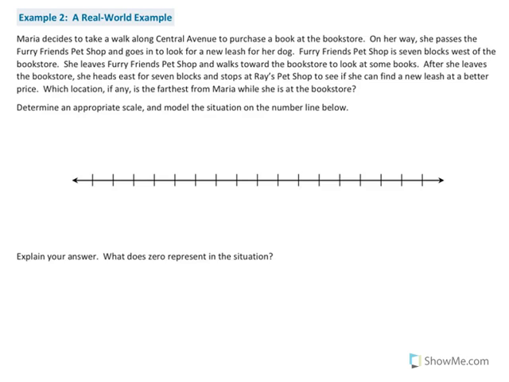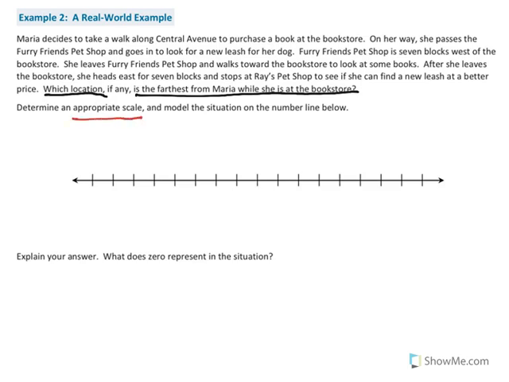But let's go back to the question. If we were to underline what the question is, it would be, which location is the farthest for Maria while she's at the bookstore? So that's what the question in this problem is. If we were to say to ourselves, what is the question asking us to find? They're asking us to find the farthest place that either the pet shop or Ray's is located from the bookstore. Okay, so we have to start with looking at an appropriate scale right now.